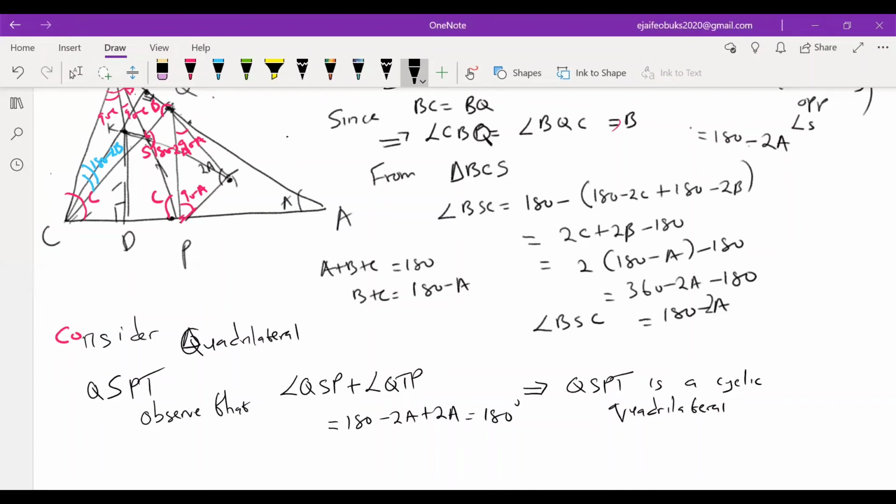This is a cyclic quadrilateral, so it means there's a circle somewhere around here. I'm drawing the circle in pink. There's a circle. Okay, so that's a nice observation. How do we use that?